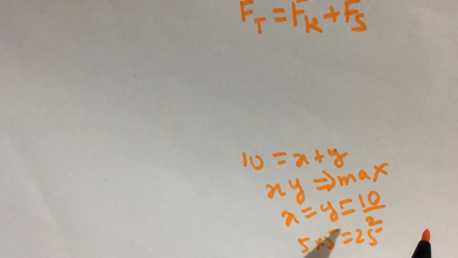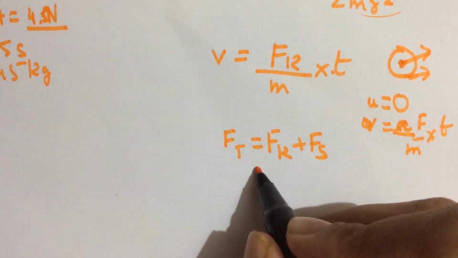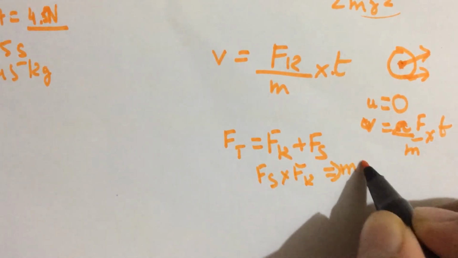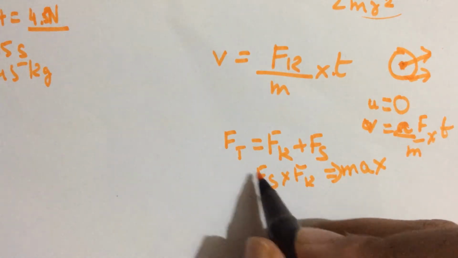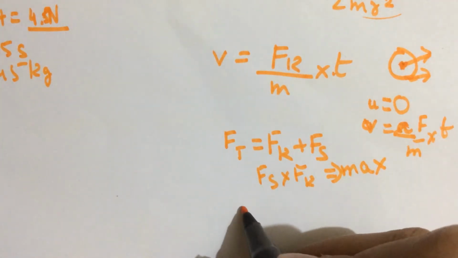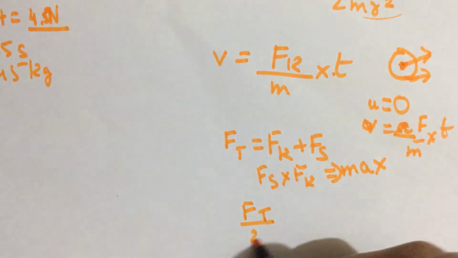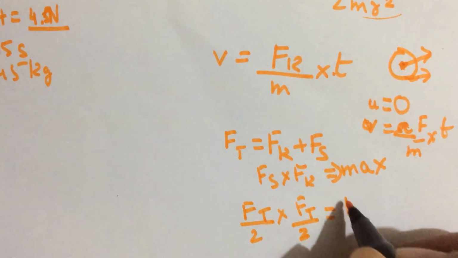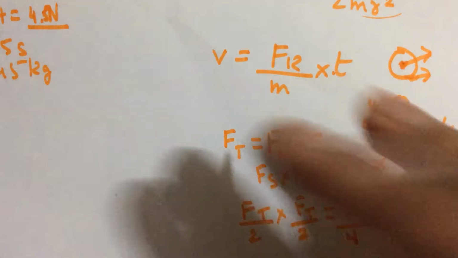Let's take 11 into 9. 11 into 9 is 99, which is less than 100. So we can safely say that in order to get Fs into Fk to be the maximum value, we'll have to put Fs equal to Fk equal to Ft by 2. So the maximum value for Fs into Fk will be Ft by 2 into Ft by 2, which is then equal to Ft square by 4.